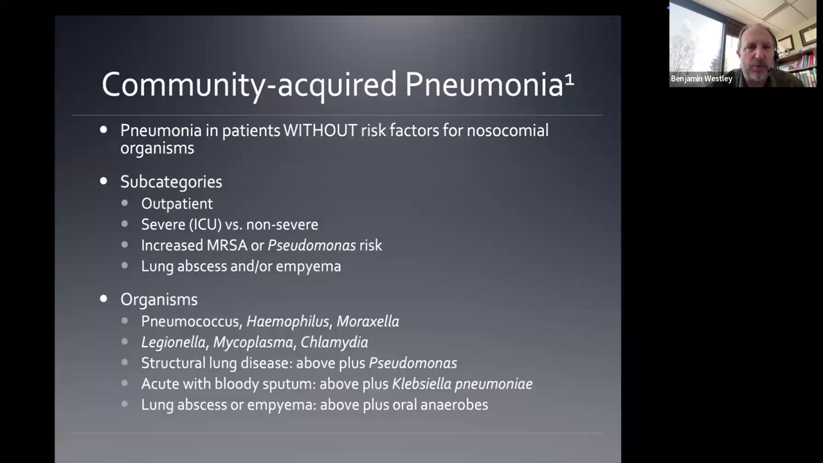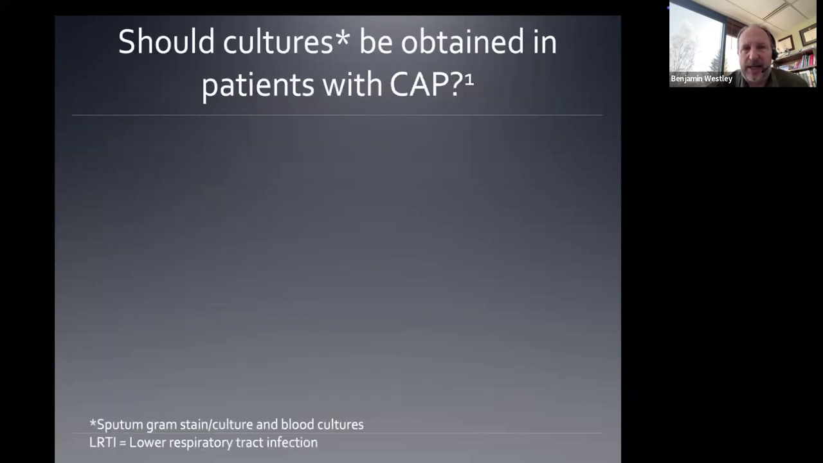The regimens that we use to treat these depend on what organisms we expect to have involved, be it normal bacterial organisms like pneumococcus or atypicals like Legionella, Mycoplasma, etc. Pseudomonas perhaps, or bloody sputum from the community might be an indication there could be Klebsiella pneumonia. And then with a lung abscess, there are frequently oral anaerobes. So we're going to touch on that.